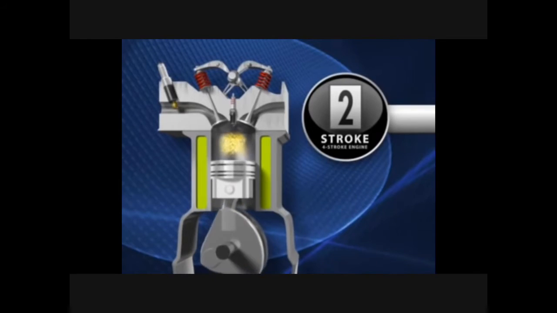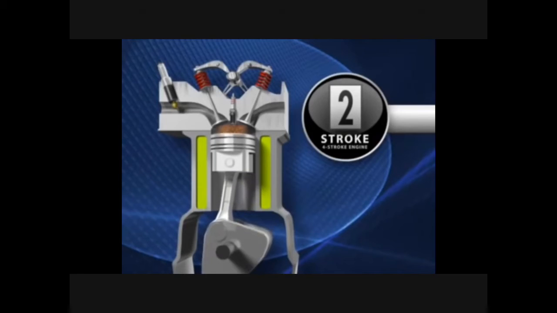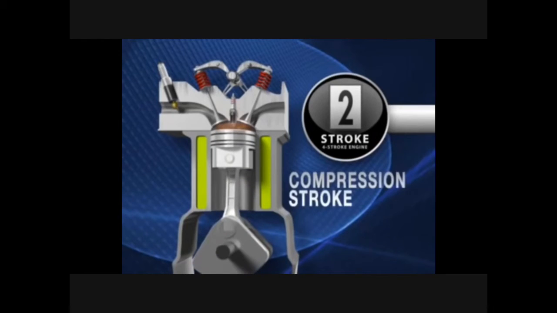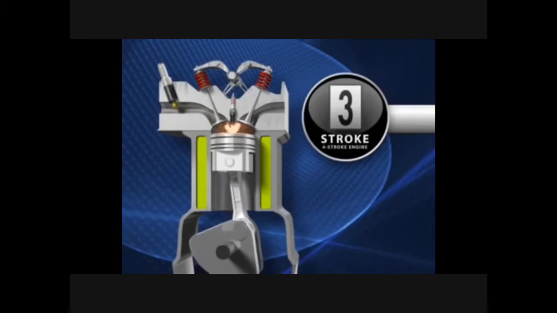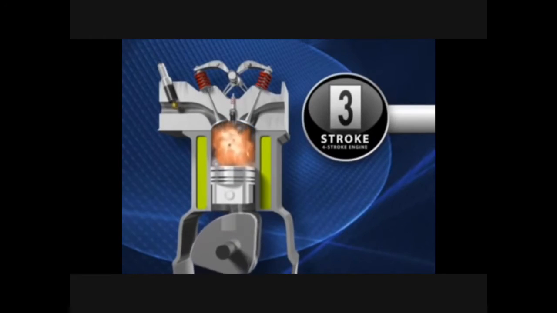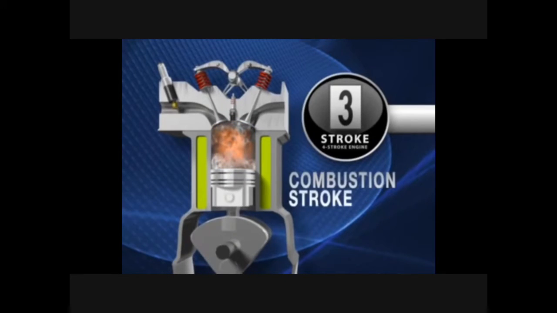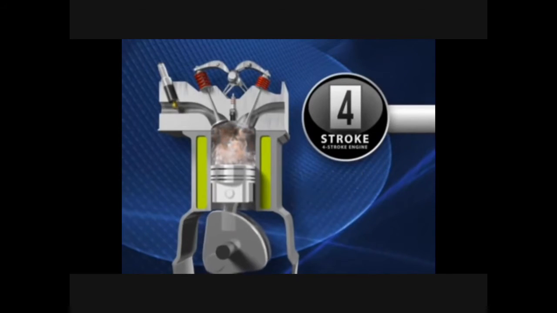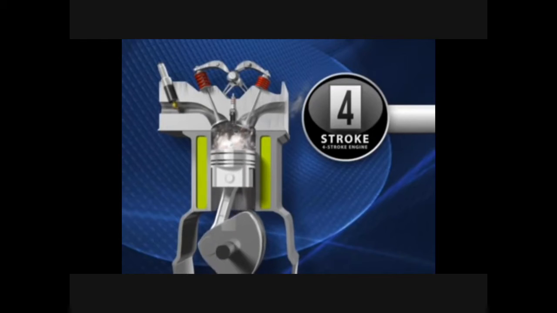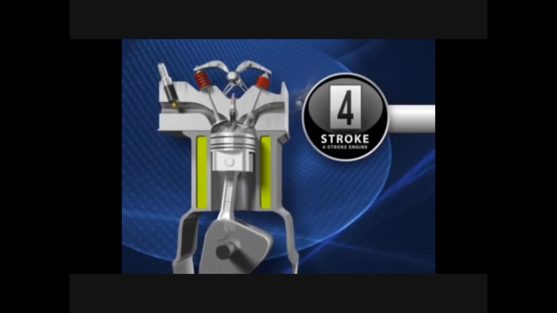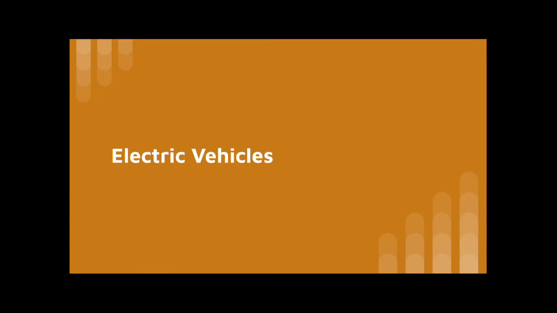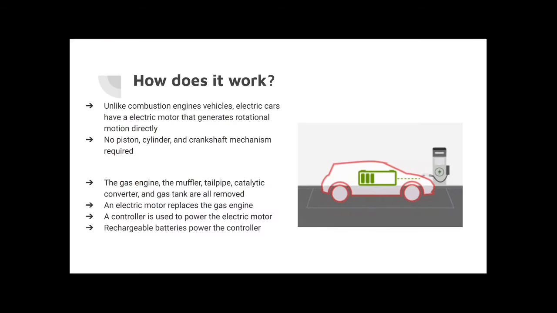The piston begins to move upwards, compressing the air and fuel mixture to a highly combustible fluid in the compression stroke. The spark plug then ignites, pushing down the piston in the combustion stroke. And then the exhaust valve opens up, and the combustion products go out of the engine to be processed and released through the tailpipe.